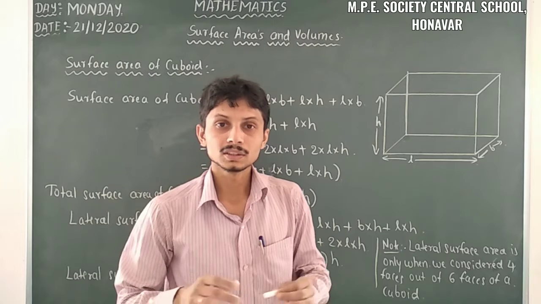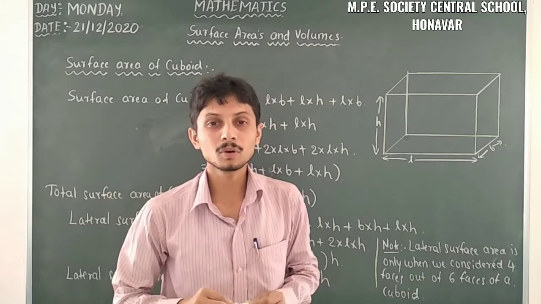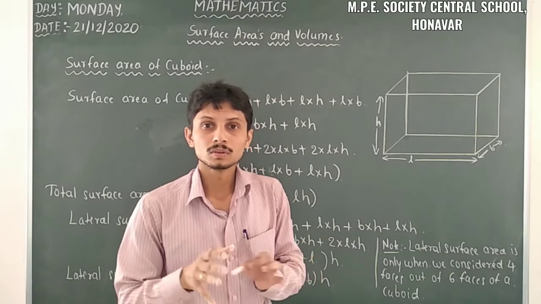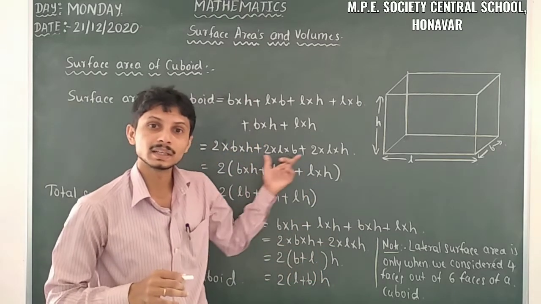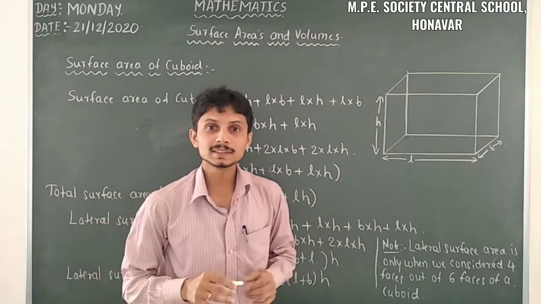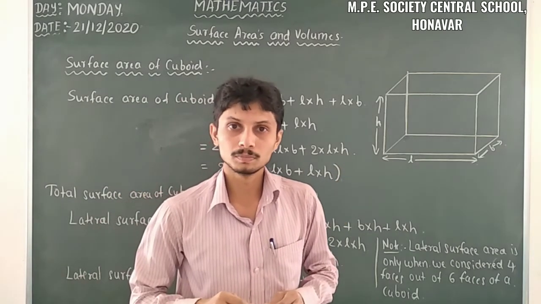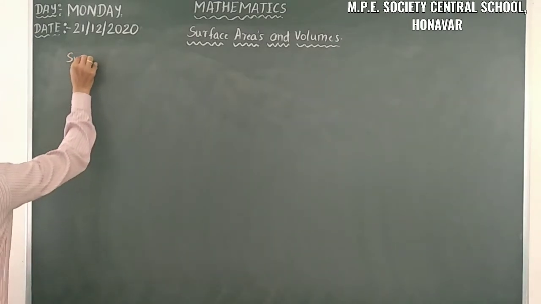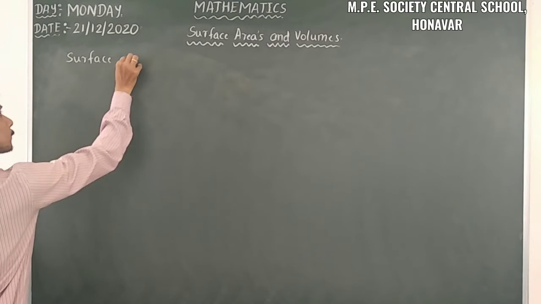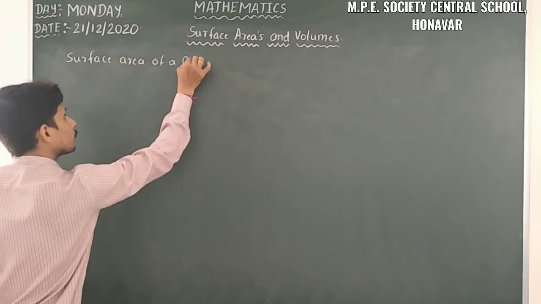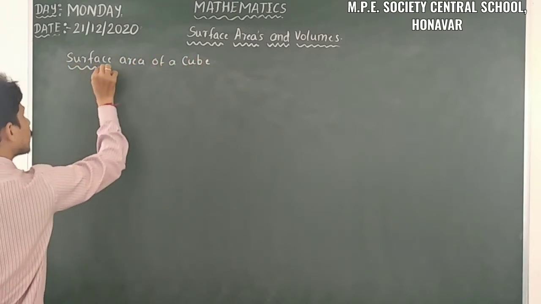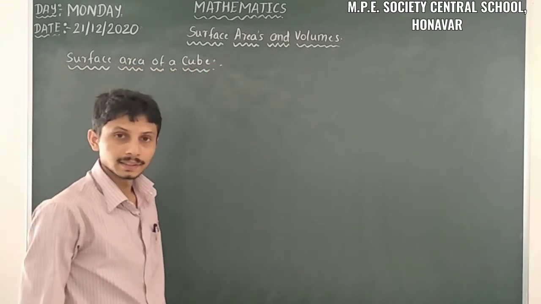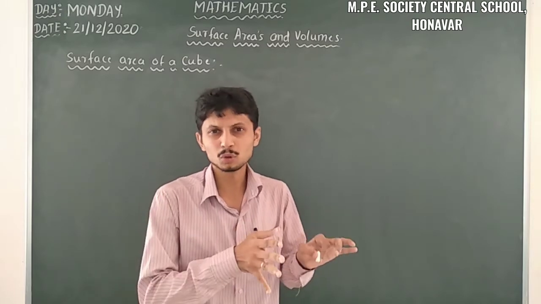Yes. So here we already learned how to find the surface area of a cuboid and how we got the formula for the surface area of a cuboid. So let us take the surface area of a cube. Yes, surface area of a cube. So here cube and cuboid.